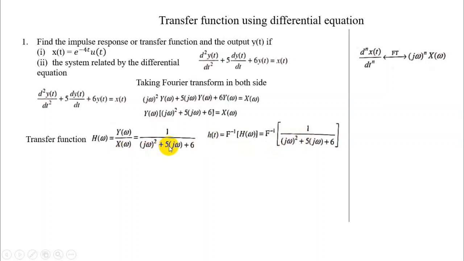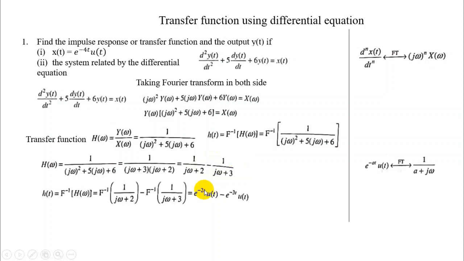Here this is the second order equation. In similar fashion, as I discussed in the previous lecture, you need to convert this into partial fractions, determine the values of the constants A and B, and then take the inverse Fourier transform. This is the Fourier transform pair we use most of the time. The inverse Fourier transform of that part is that, and that part is that. So finally we get the inverse Fourier transform of H(omega) as h(t).